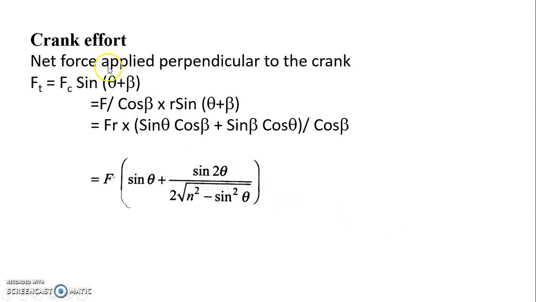And crank effort. Net force applied perpendicular to the crank is called crank effort. We have already found the Ft. Ft is equal to Fc sine (theta plus beta) into r, which will give you the turning moment, and the remaining term is the net force applied perpendicular to the crank, that is Fc sine (theta plus beta). Expanding, you get F [sine theta plus sine 2 theta by 2 root of (n square minus sine square theta)].